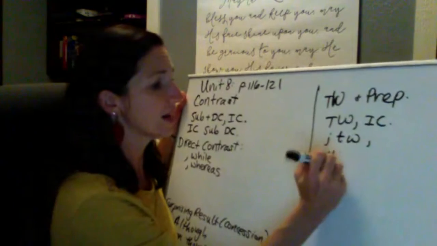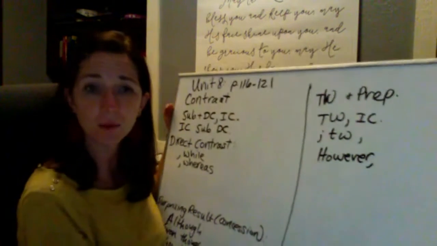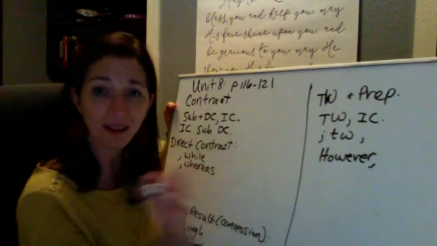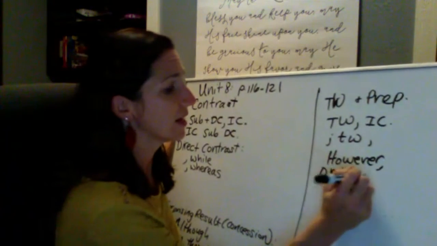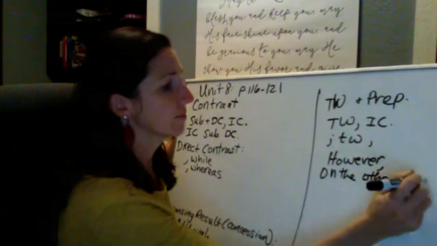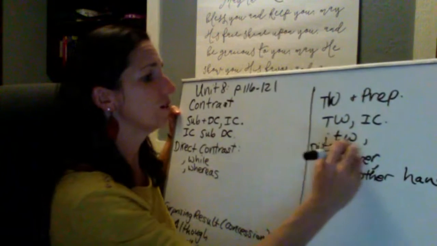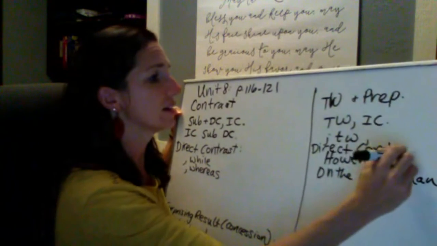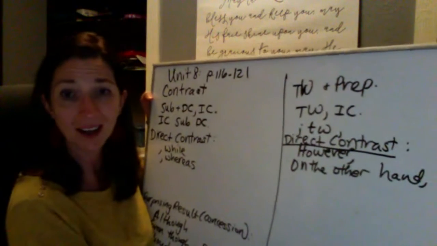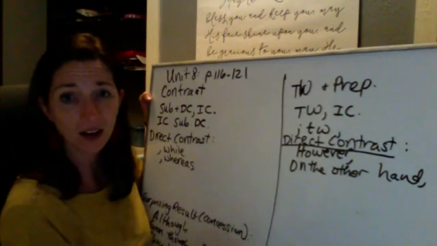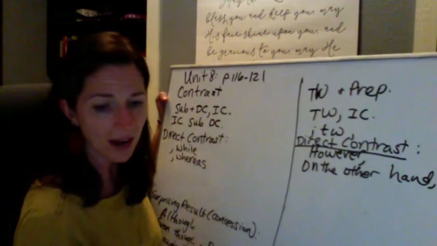Okay, so we have a couple of transition words that are really useful. You might know these already. However, that's a transition word. If it comes between two clauses, we use a capital and a comma. And we have on the other hand, comma. Just as a note, these are showing direct contrast. I have brown hair. However, my sister has blonde hair. I have brown hair. On the other hand, my sister has blonde hair. So these are for direct contrast.